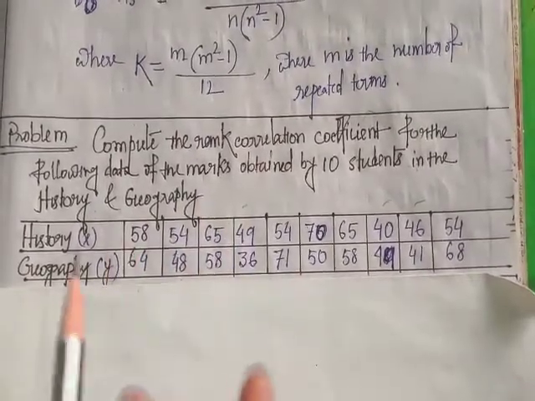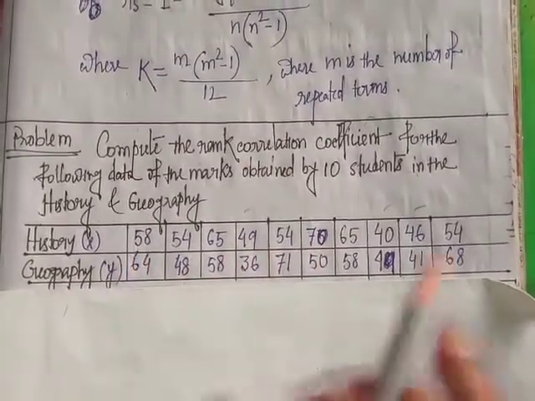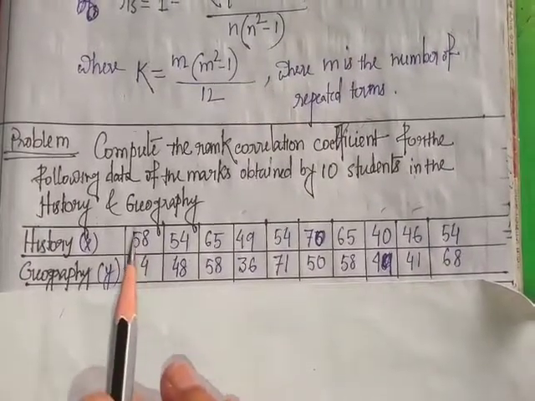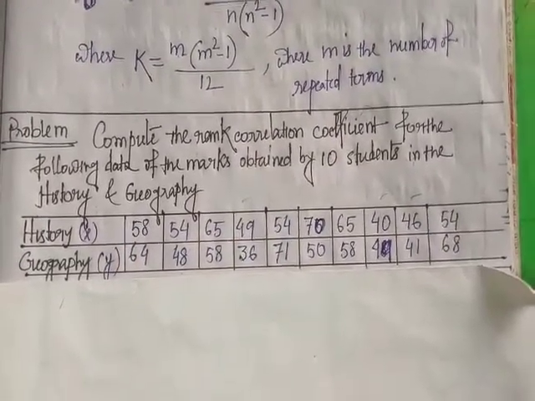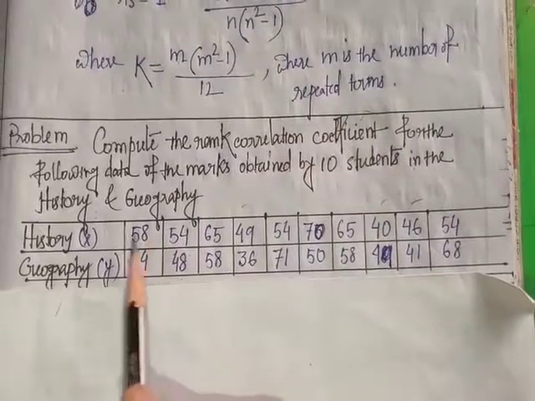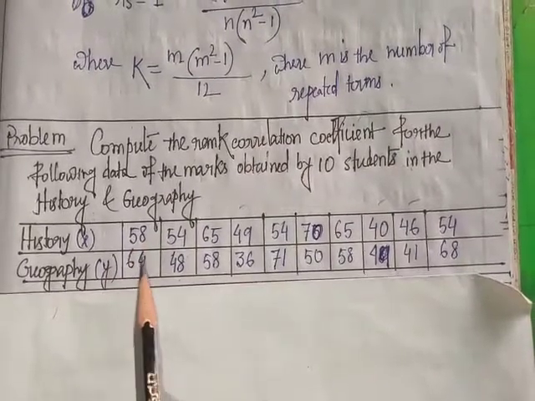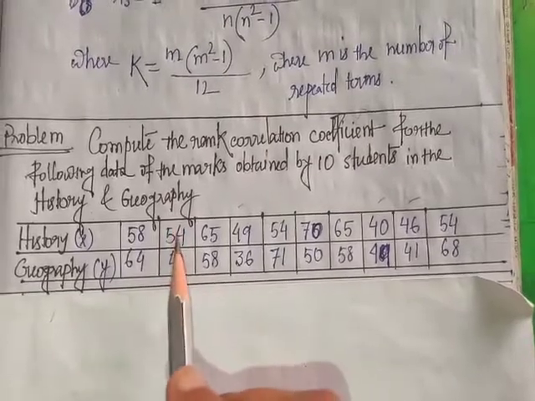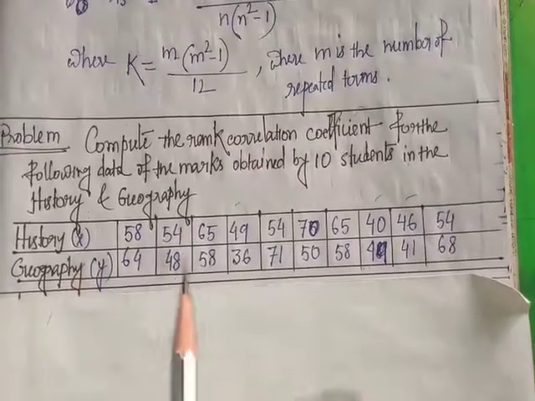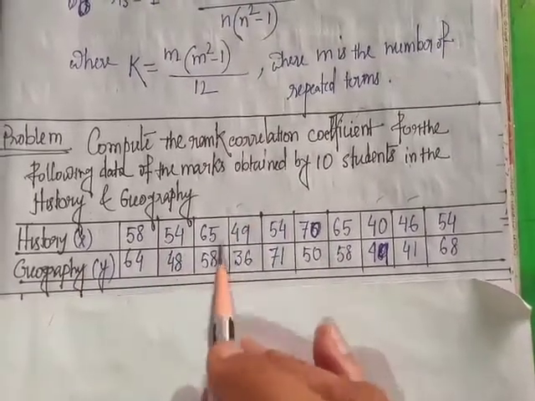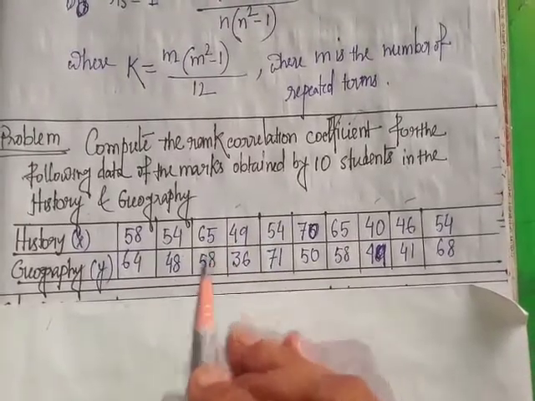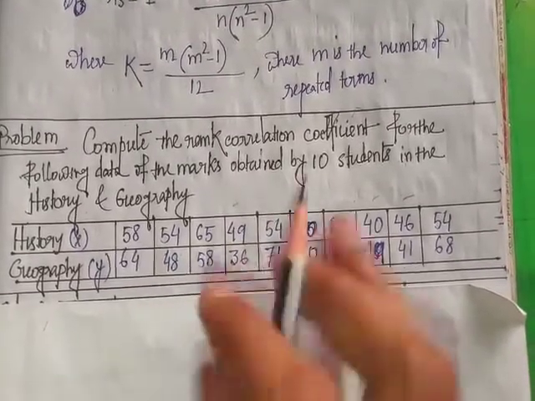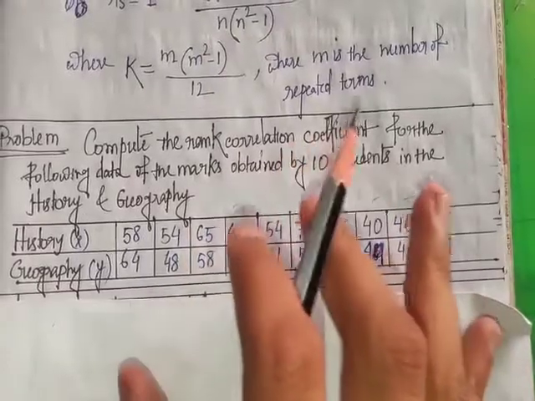This is the set of data. One student scored 58 in history and 64 in geography. Another student scored 54 in history, 48 in geography. Another student scored 65 in history, 58 in geography, and so on. This is the set of data.